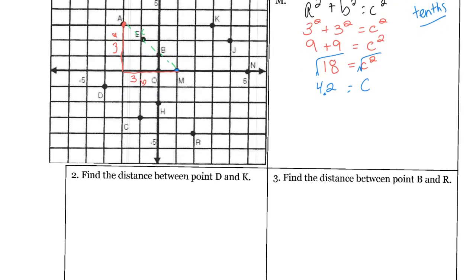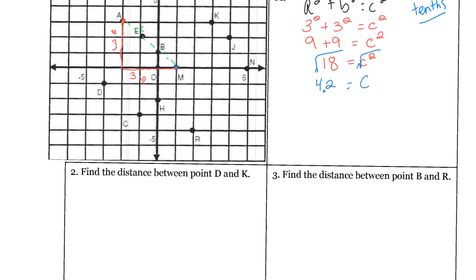Okay, so I'm just going to move this up a little bit. And let's use a different color. It'll be helpful if you use colors for this. So find the distance between D and K. Well, here's K up here, and here's D. So from K, I'm going to go down 4 spots, and over 6 spots. So remember, those are our A and B, and we want to find that C. So now let's plug it into our Pythagorean theorem.